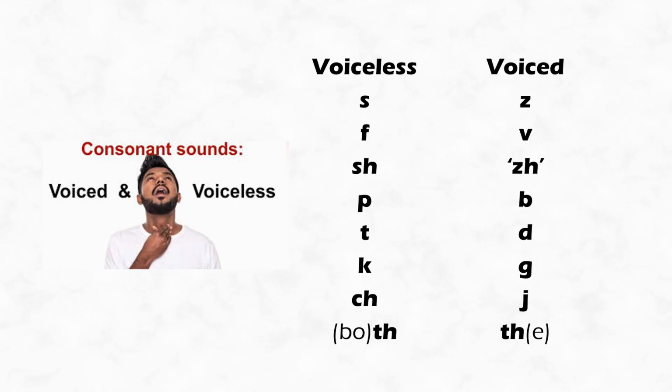For these sounds in English, I'll read out the voiceless sounds and then the voiced ones in each pair, and I hope that the pairings will be obvious. S, Z, F, V, Sh, J, P, B, T, D, K, G, Ch, J, F, Th.